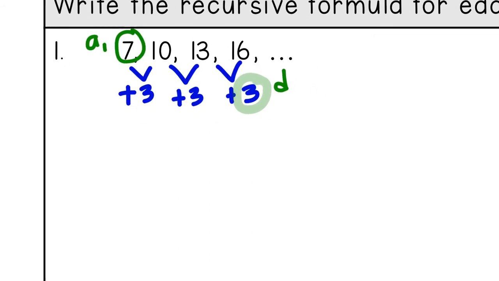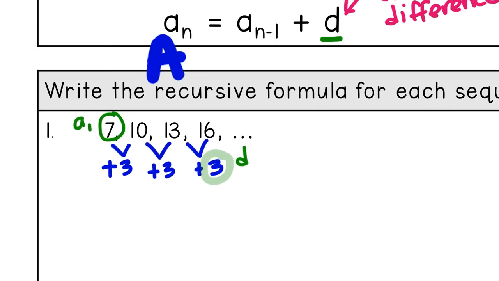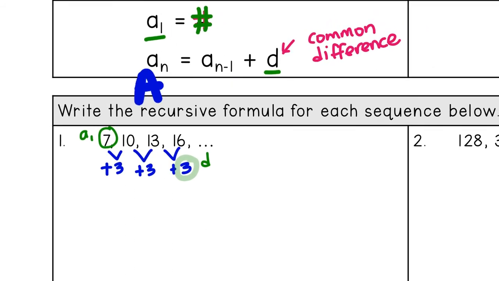So we're just going to write this down as a formula. The first thing that we need to write is a sub 1 equals a number. But in this case, our number is 7. So a sub 1 equals 7. That's the first part of it. Okay, second part is a sub n equals a sub n minus 1 plus d. The good thing about this formula is that the only thing you're going to change is d. All of this is going to stay the way it looks right now.